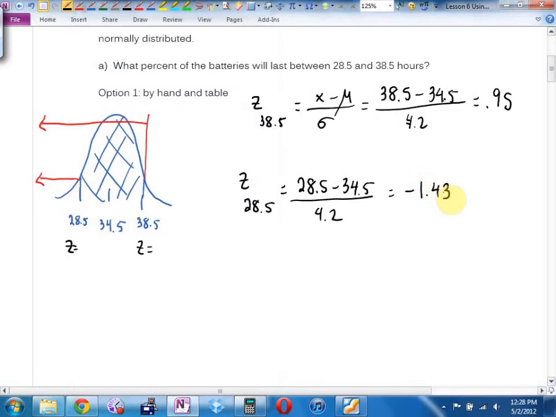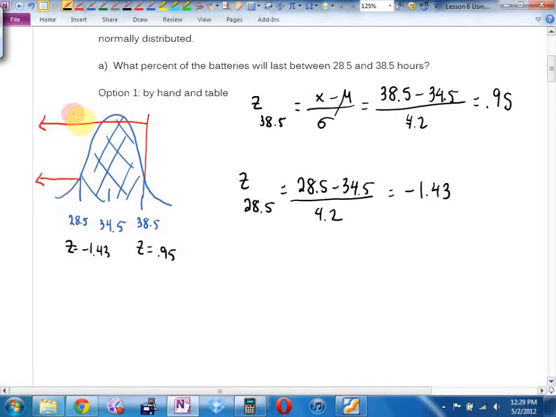Now, find the area that goes with 0.95, to the left of 0.95. Let's say this half of the room, can you find the 0.95? This half of the room, can you find the area that goes with negative 1.43? And again, if you're not doing it this way, I find it really easy. I draw the line, write the line up here.